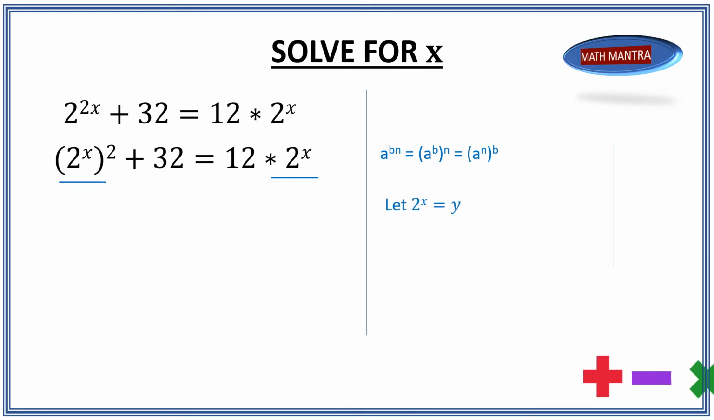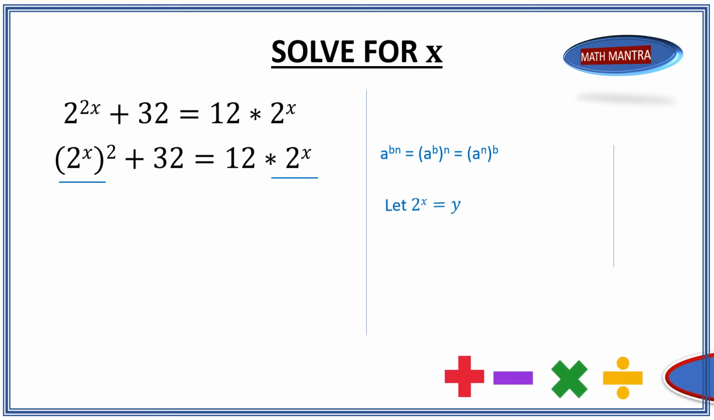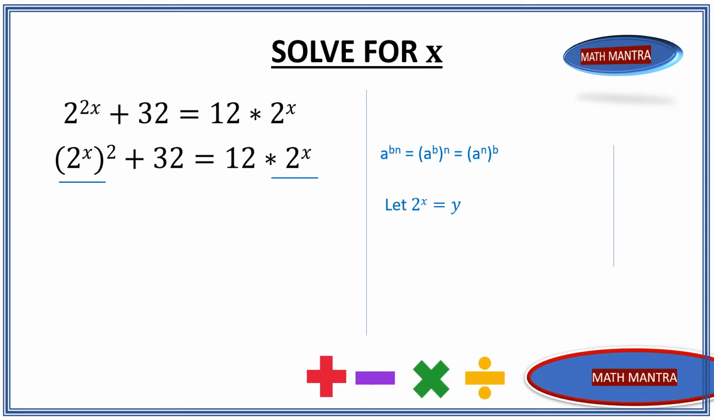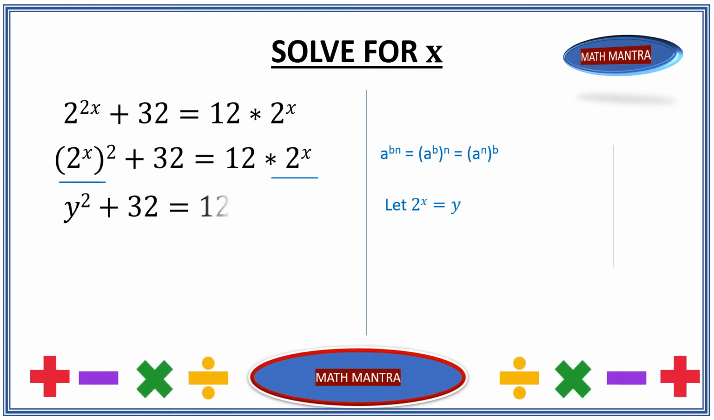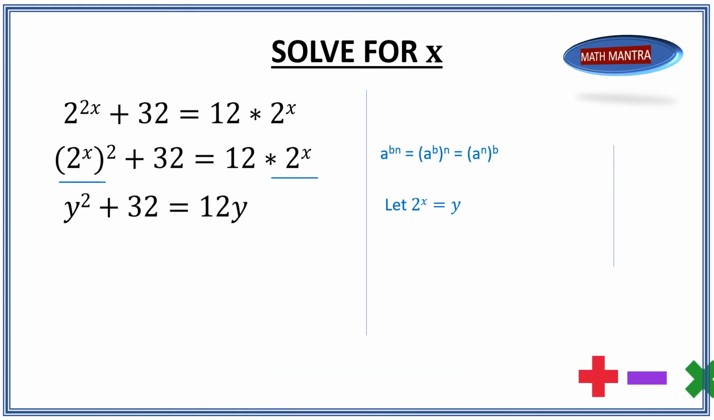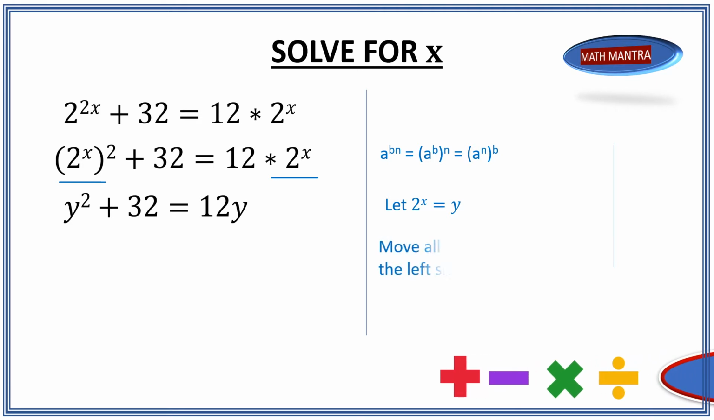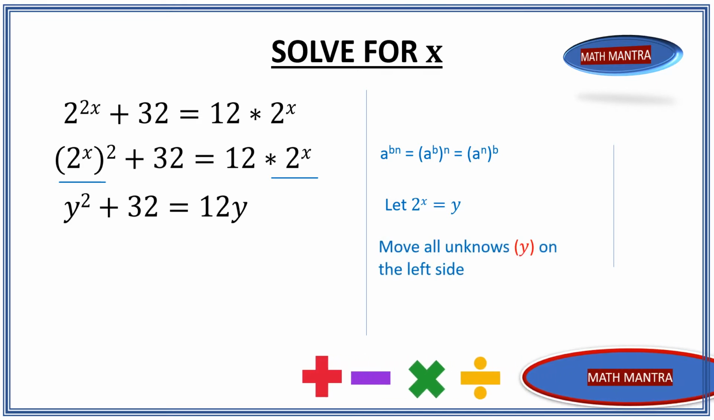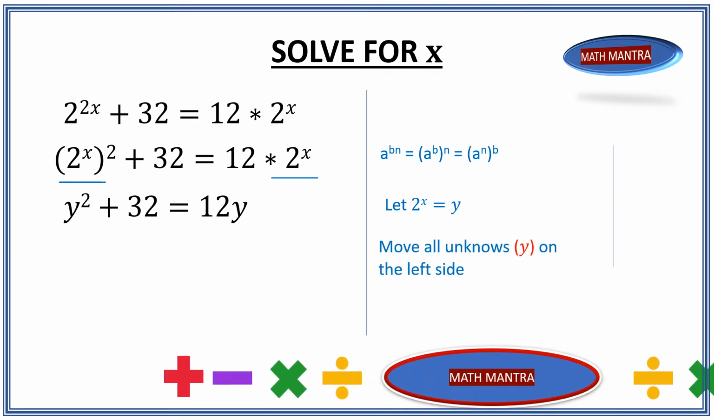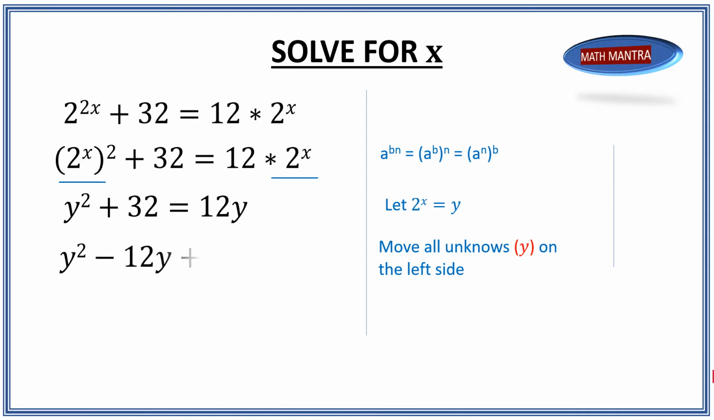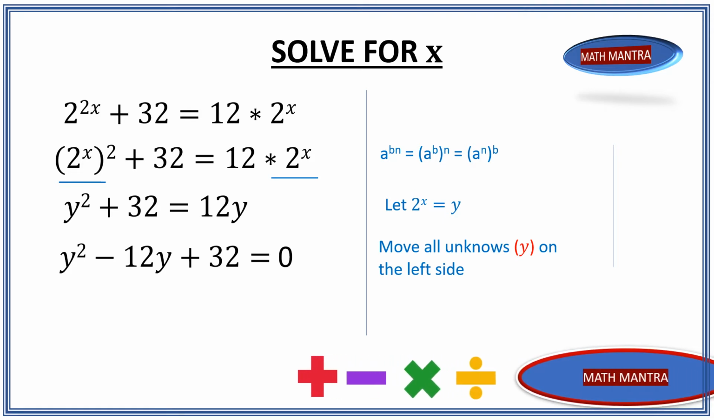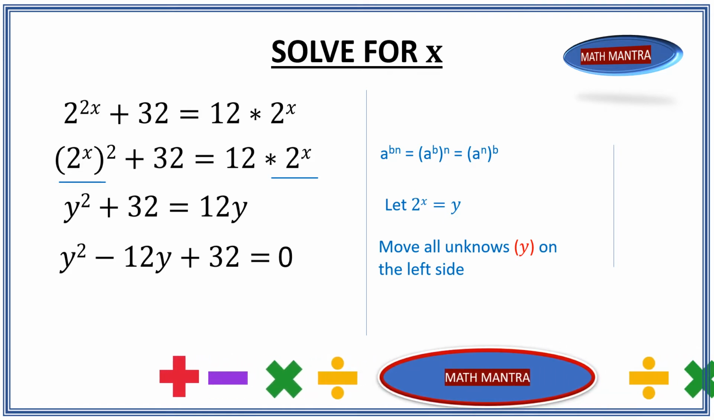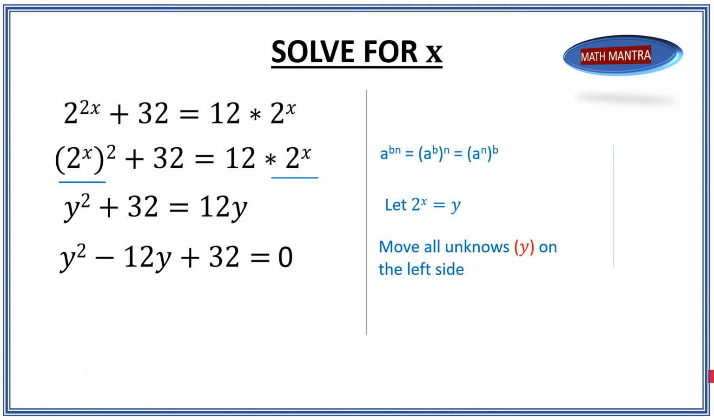So let's substitute 2 to the power of x with y in this equation. The first term then becomes y square plus 32 is equal to 12 times y. Let's move all the unknowns to one side of the equation. That becomes y square minus 12y plus 32 is equal to 0. Now we have one quadratic equation and one unknown, so we can definitely solve this equation without needing any further help.